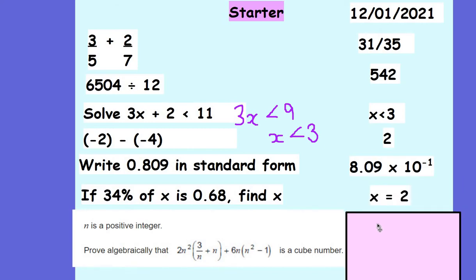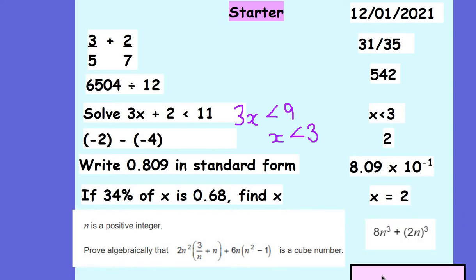And finally, if you'd expanded those two brackets, that would give you 8n cubed plus 2n cubed, and both of those parts are cube numbers, therefore n must be a cube number.